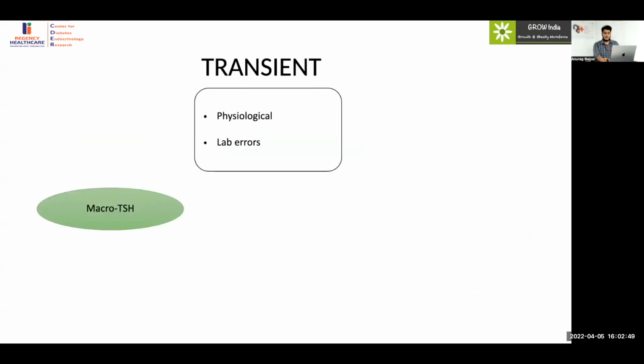And with regards to transient, it could be physiological. Physiological could be because of any form of sleep deprivation, which causes a slight elevation in the TSH level, and also during the peri-ovulatory period, where there is a TSH surge.